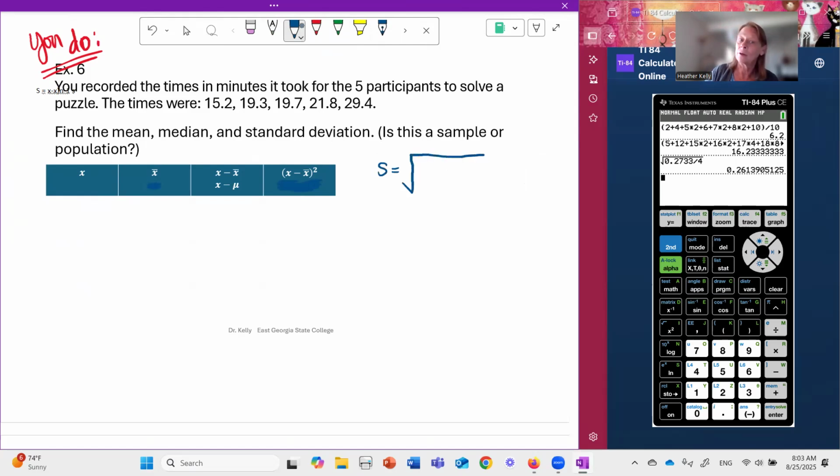I hope you're working on it. The 5 minutes are going. What do you have to do? You have to find the mean before you can compute the table.